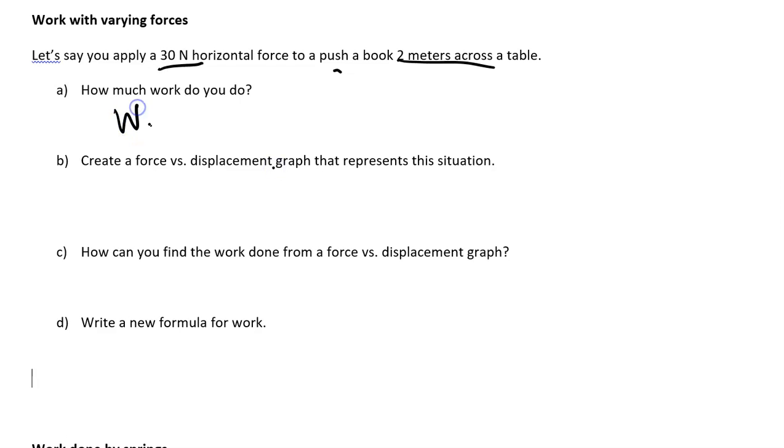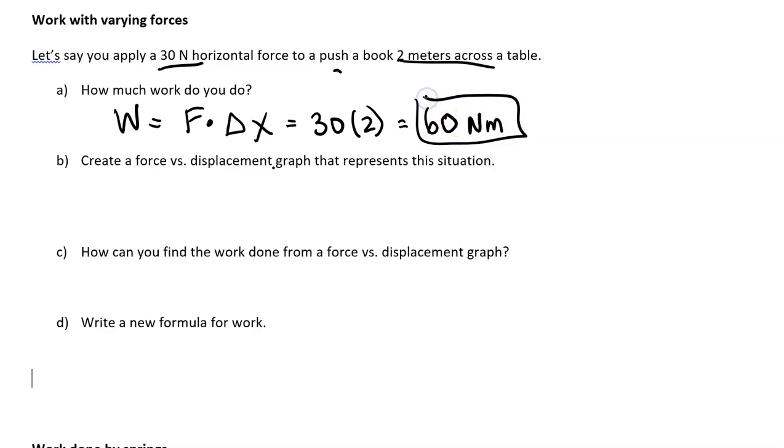So we know that our equation for work is force times displacement. And feel free, if you need a refresher on this, watch my other video. So I know the force is 30 newtons and it's moving in the same direction the force is applied, so it'll be positive work. So this is going to be 60 newton meters, or you could say 60 joules.